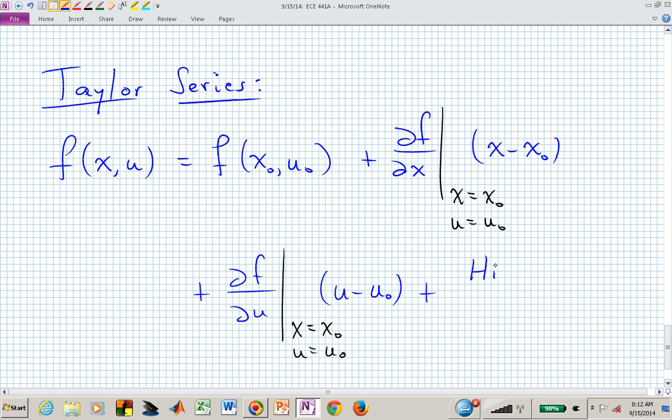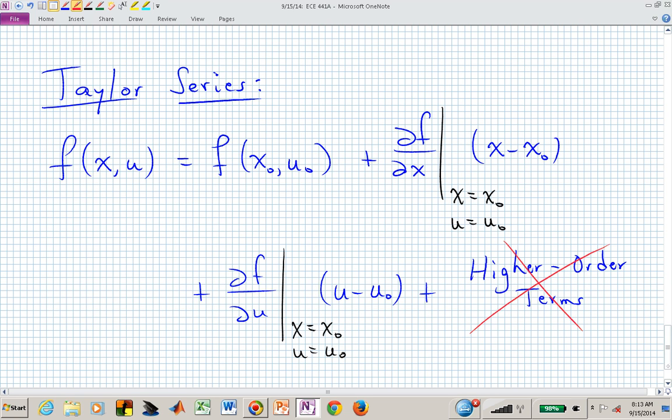That's just a bunch of higher order terms that we are going to assume, since they get scaled by x minus x naught squared, u minus u naught squared, x minus x naught cubed, u minus u naught cubed. If those are close to each other, those start getting smaller and smaller, those x minus x naughts, or those delta x's and delta u's. For that reason, we are simply going to throw those away.